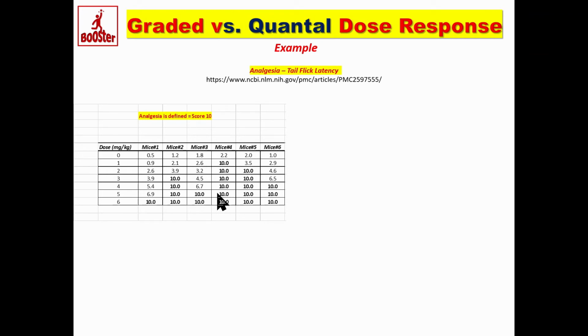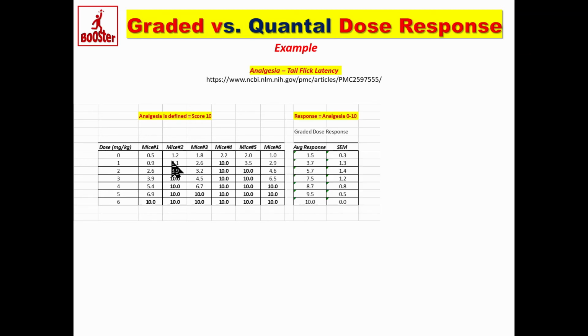So let's say I want to plot this as a graded dose response. What would be the graded? Remember, the graded is looking at a relationship between increasing dose and increase in effect. So you see that there is an increase in dose, there is an increase in effect size, or response, in this case analgesia from 0 to 10. If you take the average or mean response here, you see that this number is increasing, and this is the standard error of the mean. So that's a graded dose response.